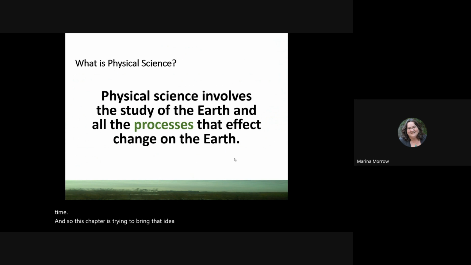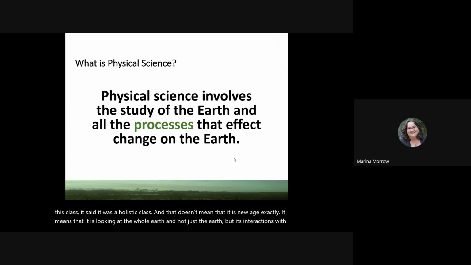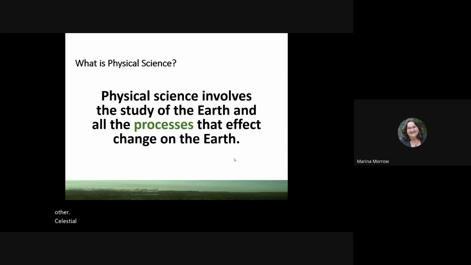So when you read the description of this class, it said it was a holistic class. And that doesn't mean that it is New Age exactly. It means that it is looking at the whole Earth, and not just the Earth, but its interactions with other celestial objects. So we interact with the sun, and actually, other planets can interact with us, and the moon interacts with the Earth. So, for instance, we have tides. So, anyway, there's a lot going on in our planet.